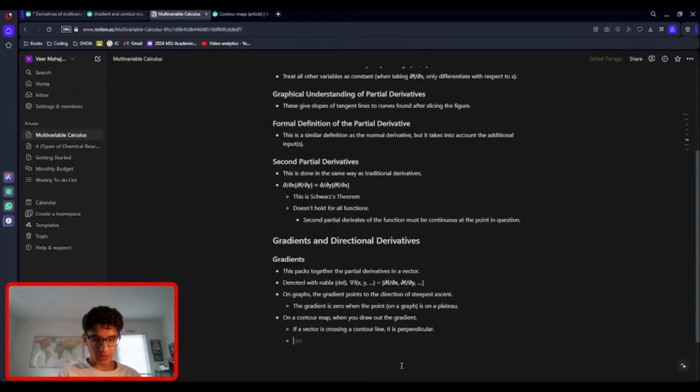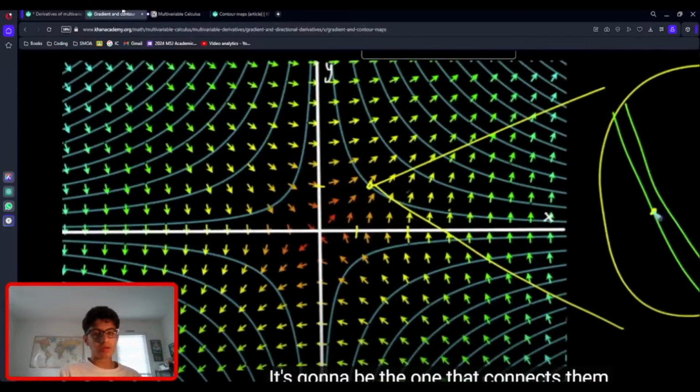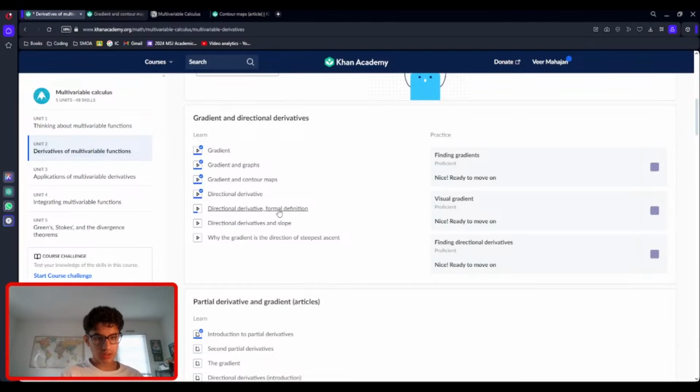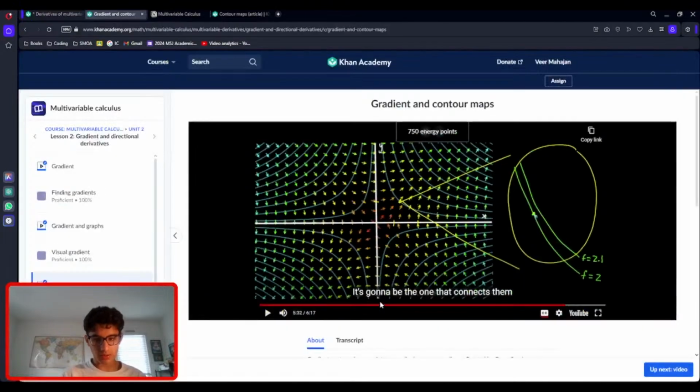Let's see. So if a vector is crossing a contour line, it is perpendicular. Okay, let's leave it at that then. I'm not going to write out too much stuff there. This seems good. And we finished the video, right? Or no, we didn't. We've got some more.